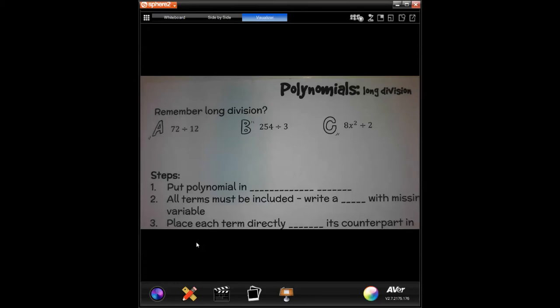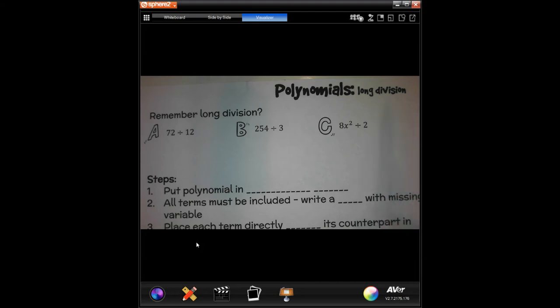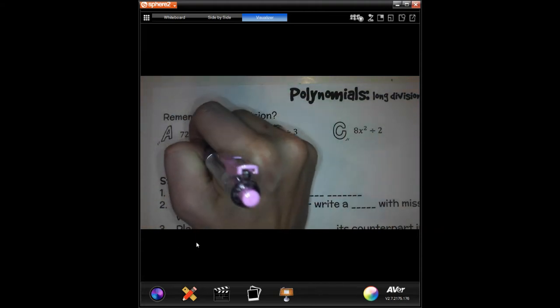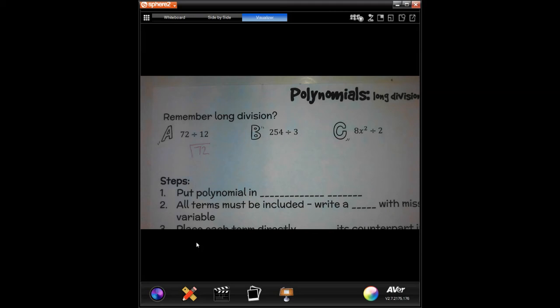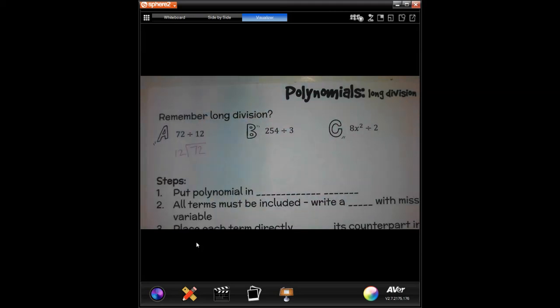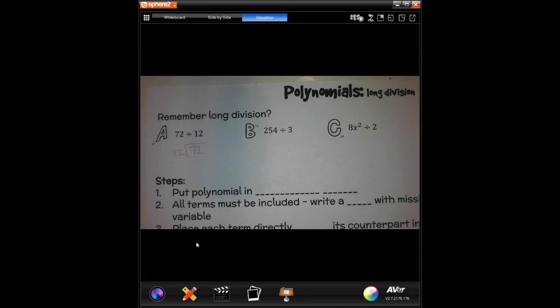Another way we can solve our polynomials is using long division. The topic is just reviewing long division. Remember, we put the dividend inside the division symbol, and then the divisor, that second number, outside. Yes, you can do this with a calculator, but again, we do not want decimal numbers. We want everything just simplified.